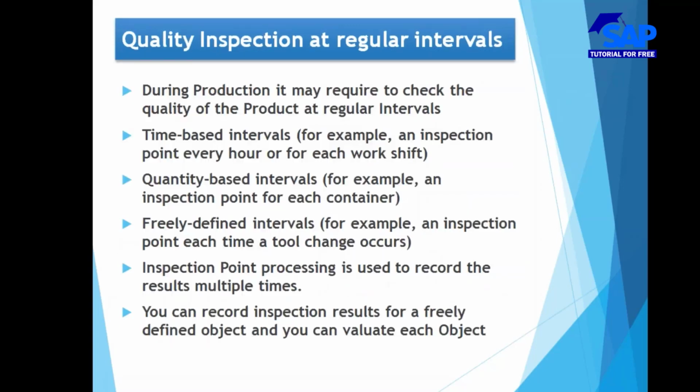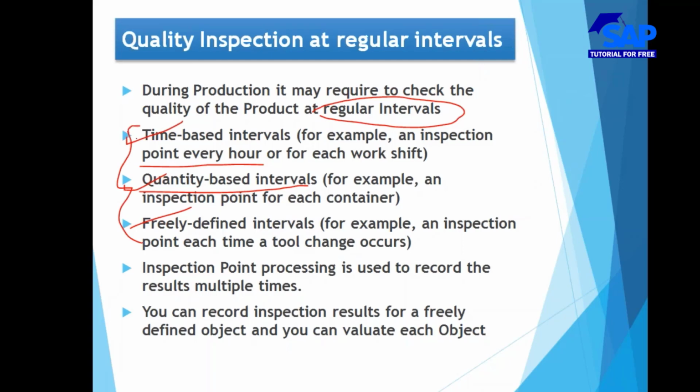Okay. So this is the one. During production, it may be required to check the quality of the product at regular intervals. Okay. So you have time-based interval. Like for every 1 hour, I will go and do some quality checks, or quantity based, like after producing a certain quantity, like 250 bottles or 500 bottles, I want to do quality checks. Sometimes I want to check freely, randomly. Whenever I want to go check, I will go and check the quality of the product. Okay, so to do this, we will be using inspection points.